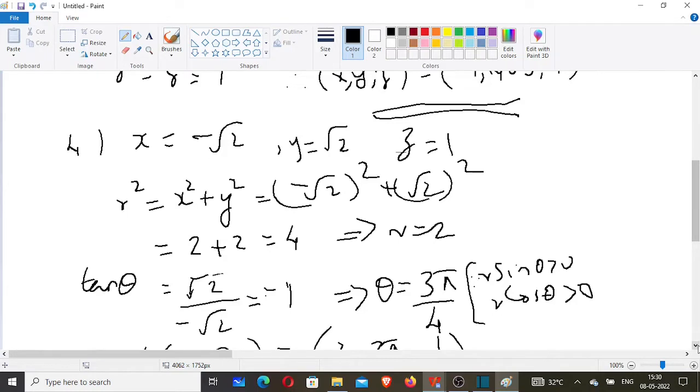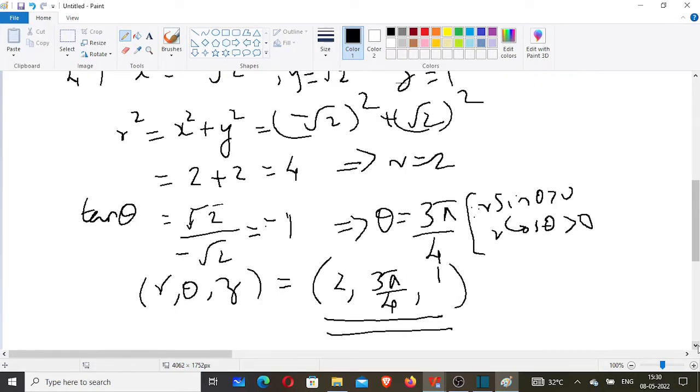Here r sin theta is greater than 0 and r cos theta is less than 0. That's why theta equal to 3 pi by 4. Therefore (r, theta, z) is equal to (2, 3 pi by 4, 1).